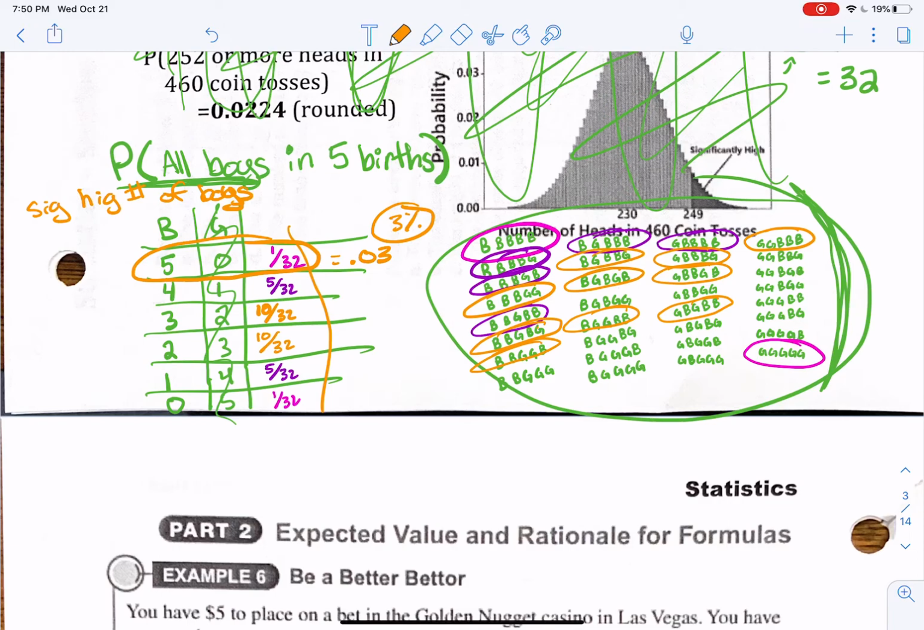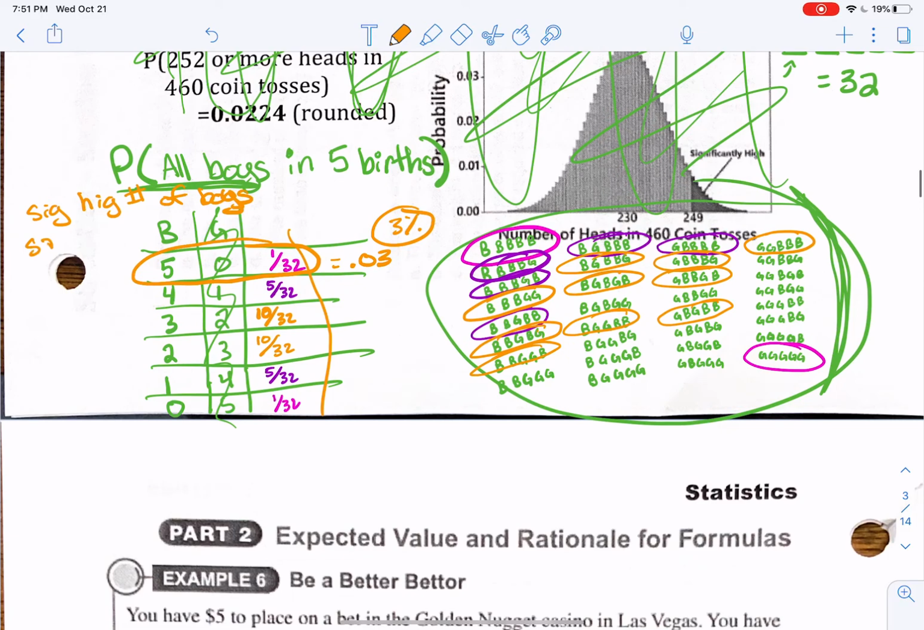Saying that 5 boys out of 5 births is a significantly high number of boys is the same as saying 0 girls is a significantly low number of girls, okay? 5 boys is the same thing as saying 0 girls. So 5 boys is a significantly high number of boys in the same way that 0 girls is a significantly low number of girls, okay? Because both of those happen with 3% chance of happening, okay? So there's kind of how that breaks down, all right?